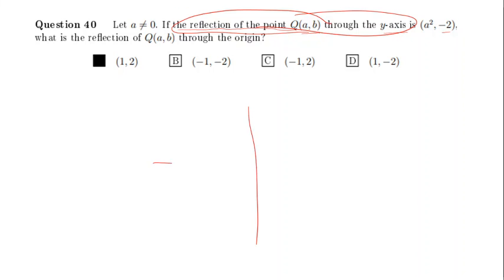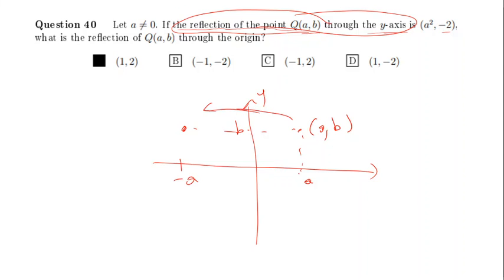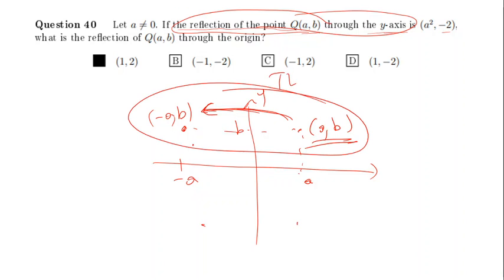If you don't remember, you can assume the point might be any point on the quadrants. Take this one for example, (a, b), and what is its reflection through the y-axis? It's this, right? So it will be (-a, b). It doesn't matter if it's in the fourth quadrant or here or here or here, this works for all quadrants.